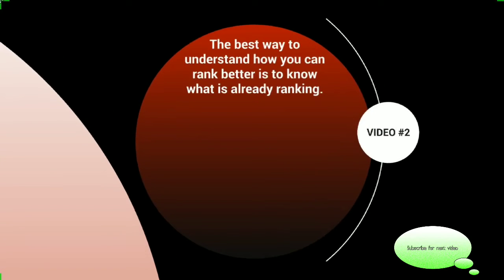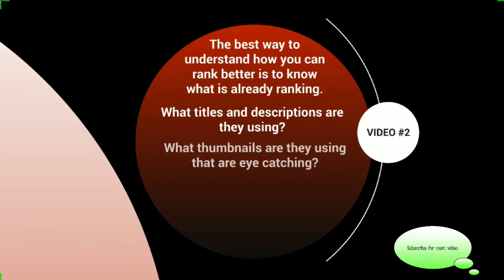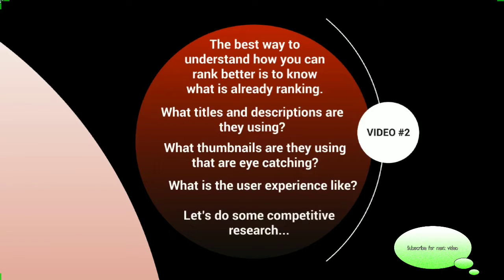You see, the best way to understand how you can rank better is to know what is already ranking in your niche or your market. So what we want to do here is analyze the videos that are on the top. I want you to specifically look at what titles and descriptions they are using, what thumbnails they are using that are eye-catching, and what the user experience is like when you click through those videos. So let's go ahead and do some competitive research.